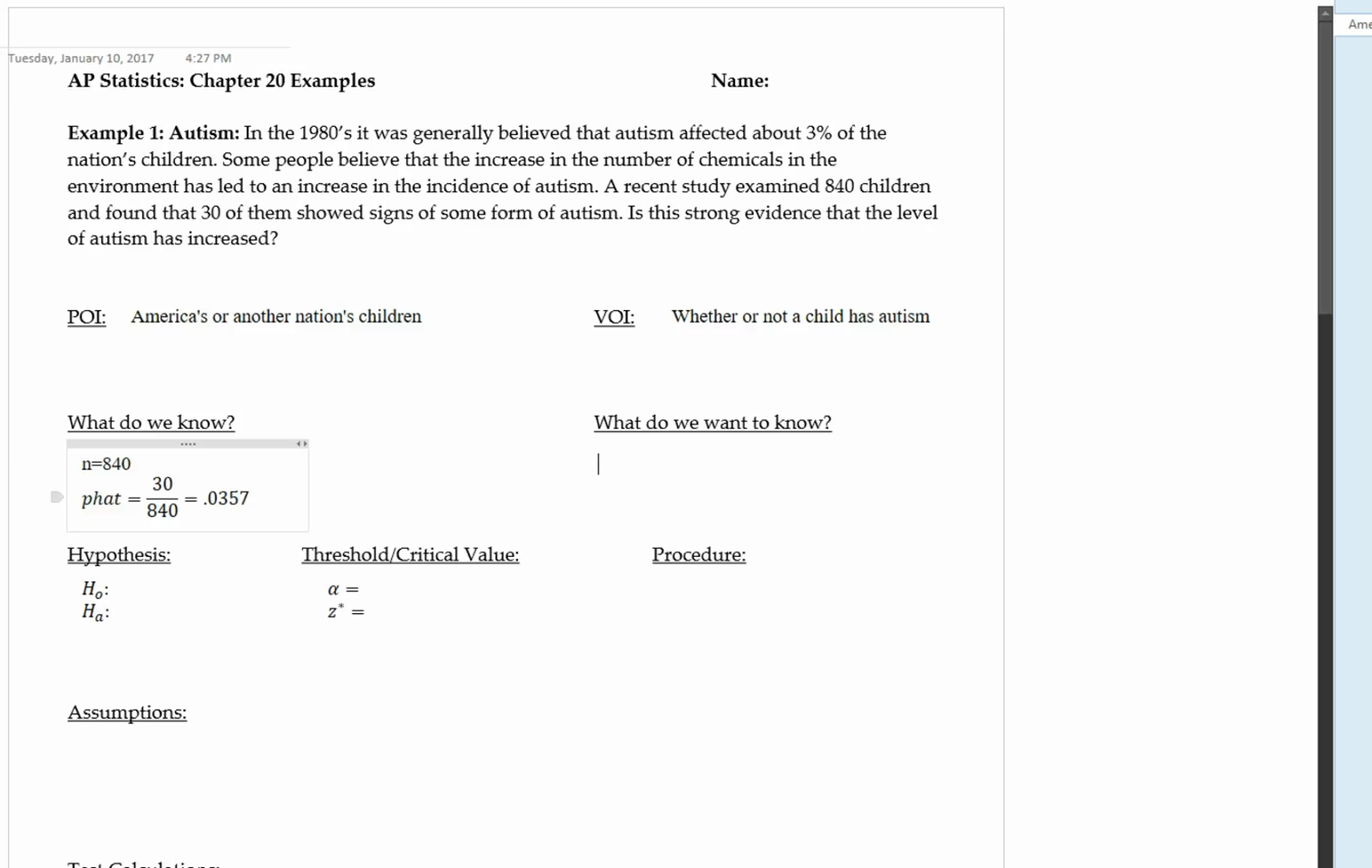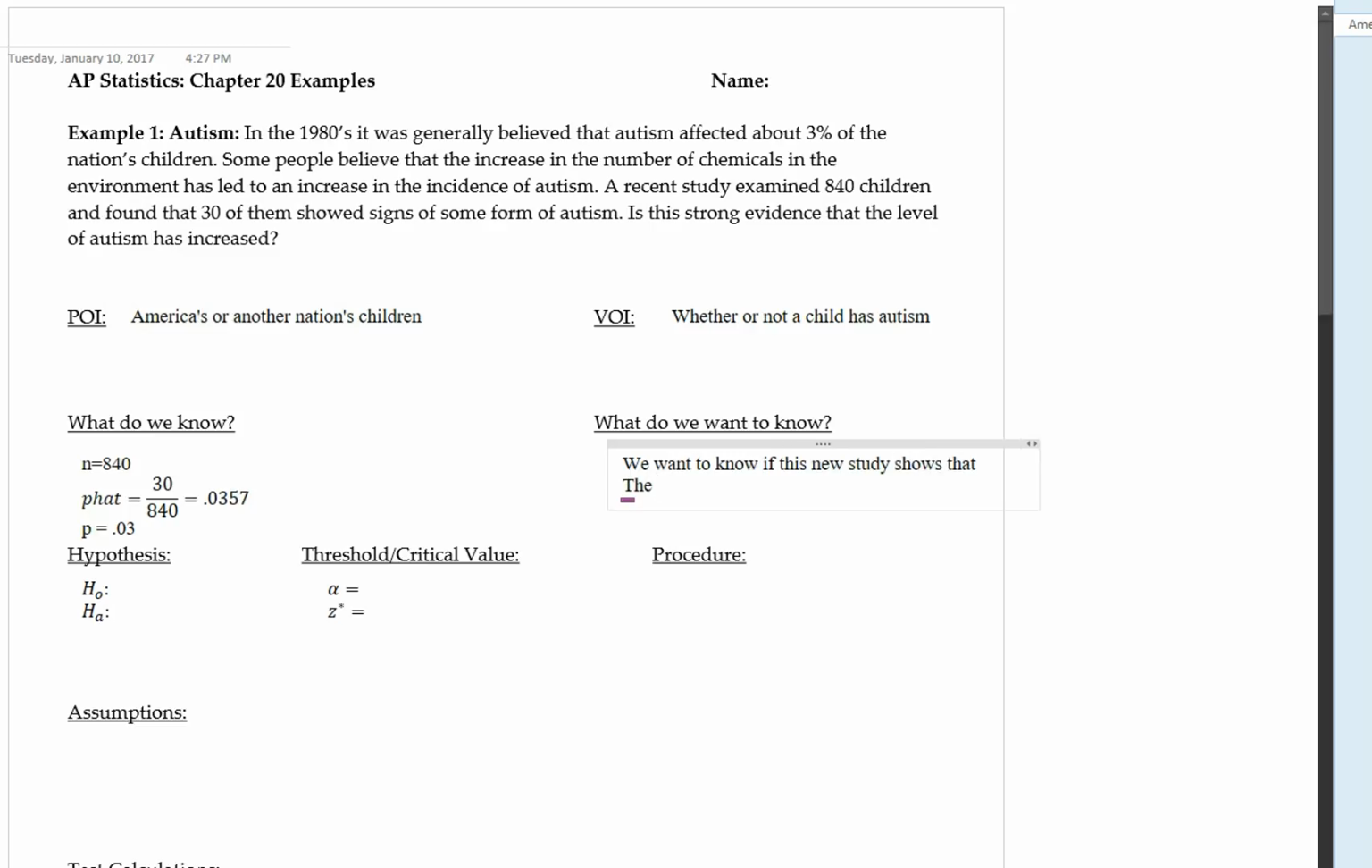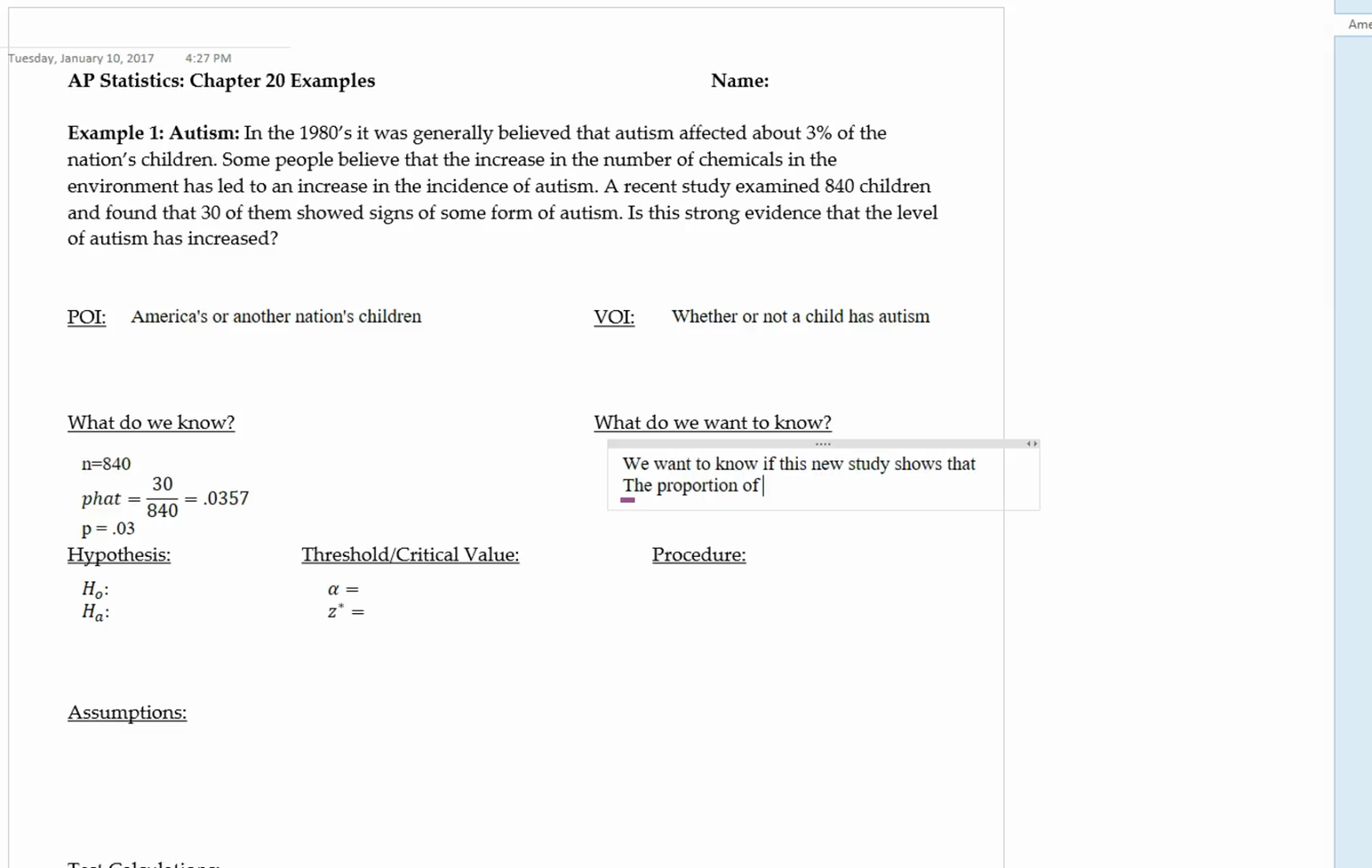So what do we want to know? Oh, I think I forgot one other thing we need to list, which is P, the parameter we believe to be 3%, or at least in the past we believed it to be 3%. And we're checking to see if we have a significant difference from that with this new study. All right, so what do we want to know? Well, I think I just said it. We want to know if this new study shows that the proportion of autism has changed.